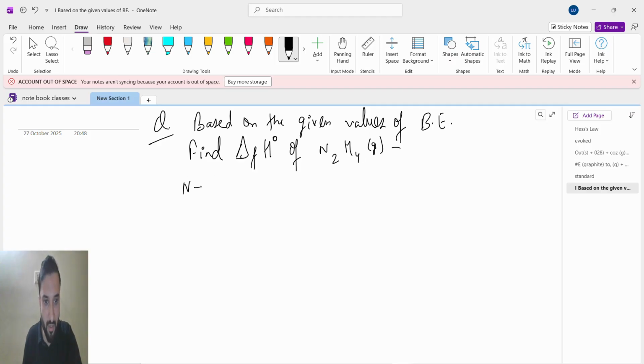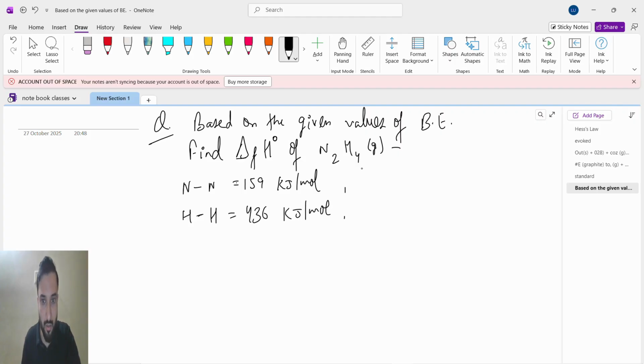So see, they had given N single bond N is having 159 kilojoule per mole. Then we have H single bond H is 436 kilojoule per mole. Then this is N triple bond N is having 941 kilojoule per mole. Okay, and then N single bond H, we have 398 kilojoule per mole.